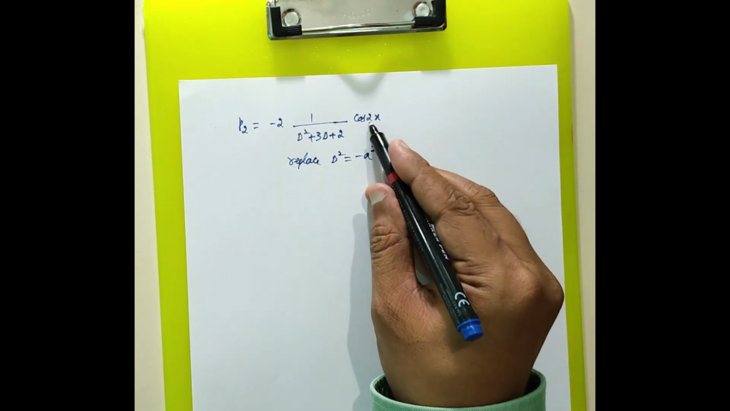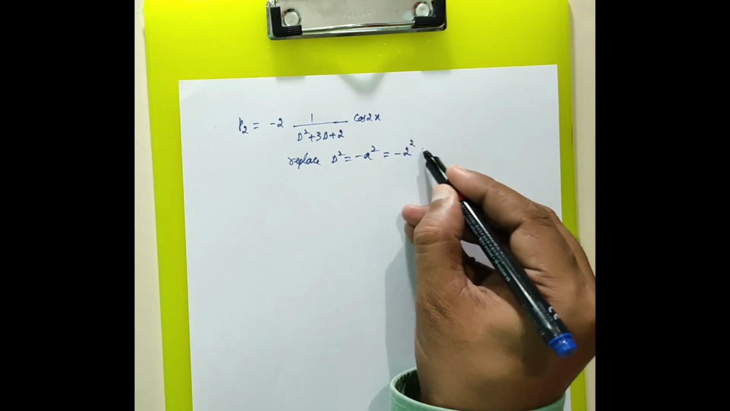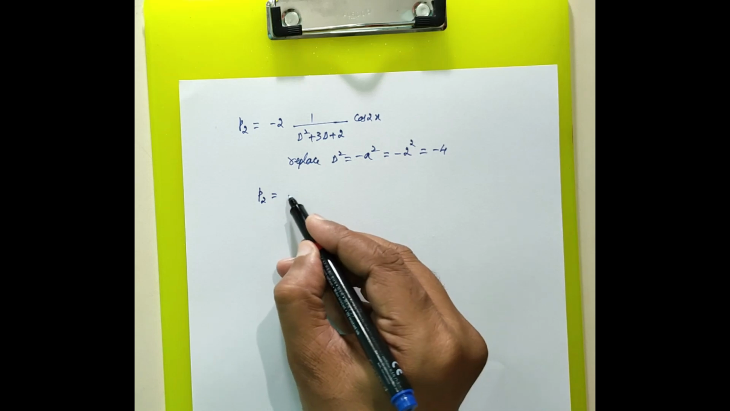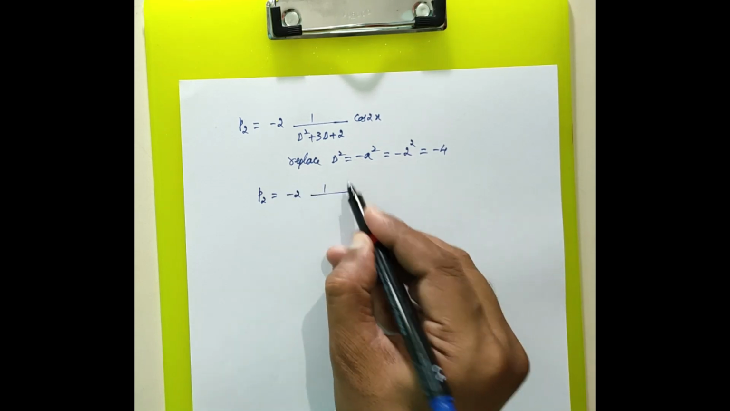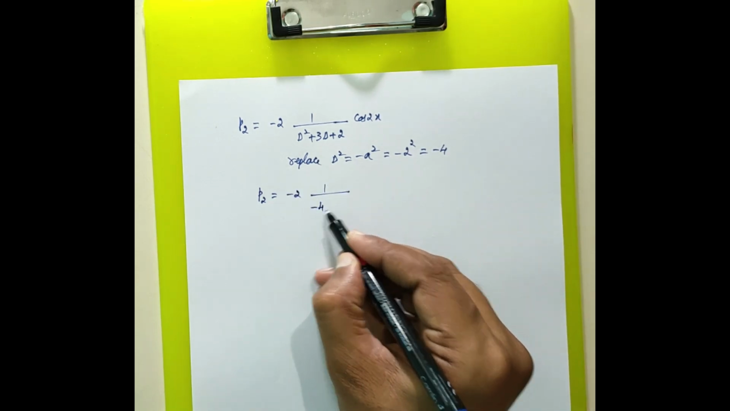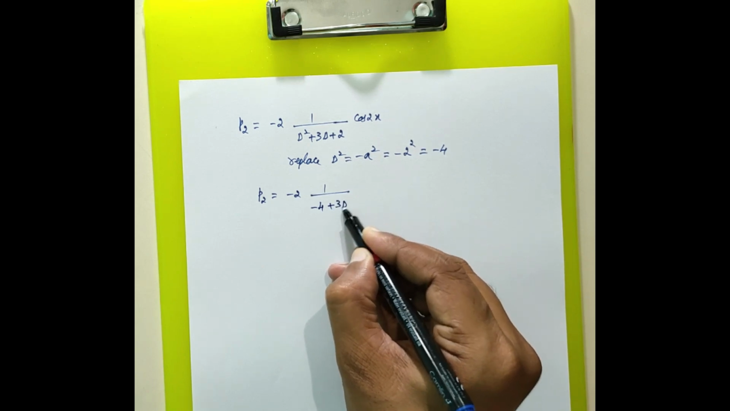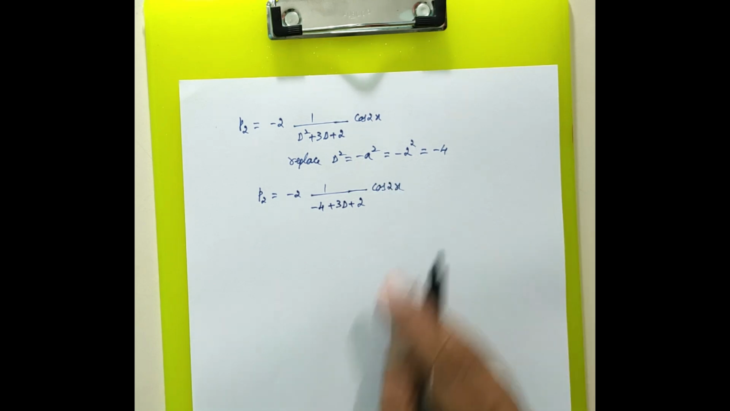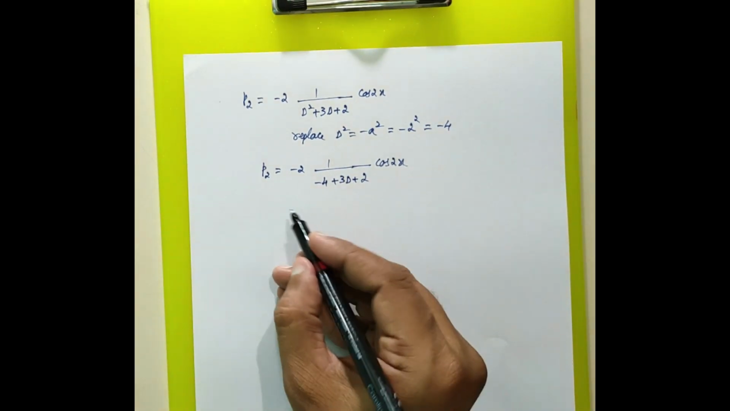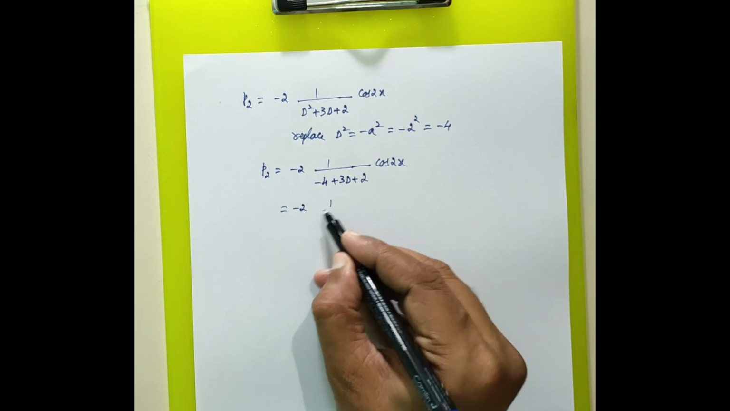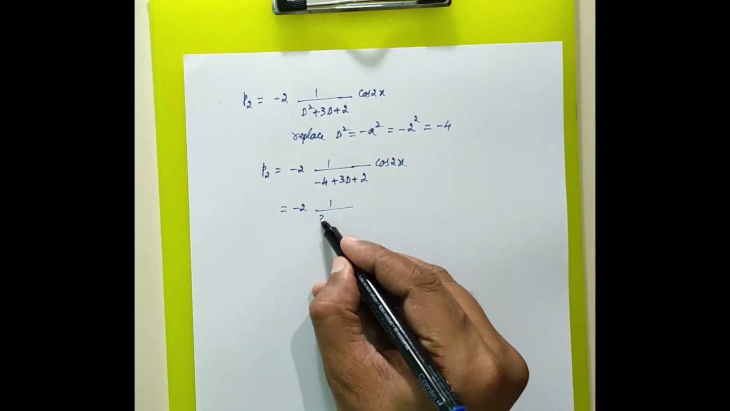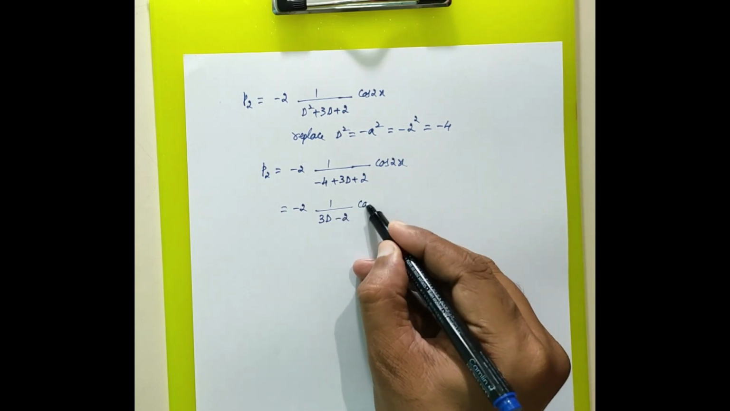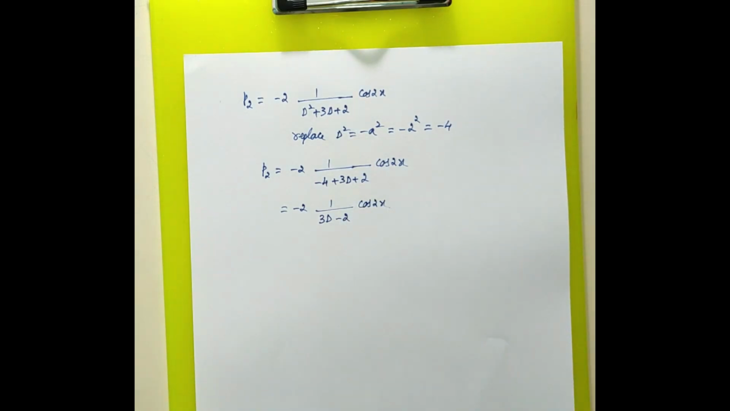So you have to replace the value of D square by minus of a square. So here the value of a is nothing but 2. So minus of 2 square will be minus of 4. So we have P2 equals minus 2 times of 1 by D square value is minus 4, so minus 4 plus 3D plus 2 times of cos of 2x. This will be nothing but minus 2 times of 1 by, first I'll write the positive value 3D, minus 4 plus 2 will be minus 2, times of cos 2x.